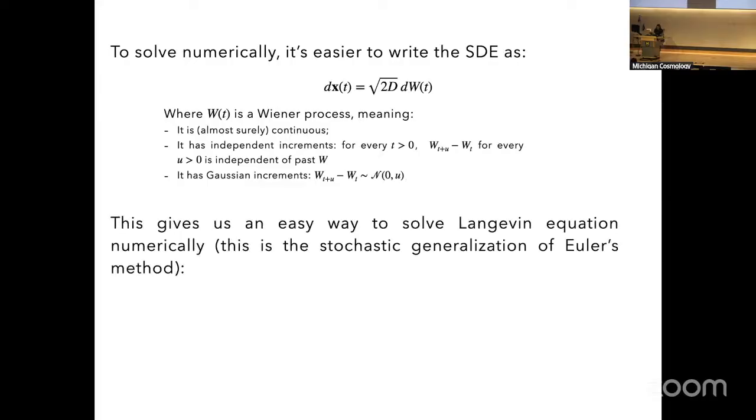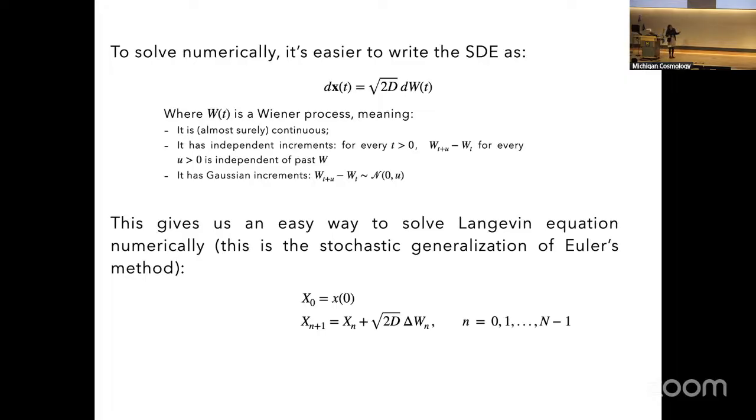So this gives us a really easy way to solve the Langevin equation numerically. And what I'm about to write down is basically just a stochastic generalization of Euler's method for integrating differential equations. So it's exactly like Euler's method, right?